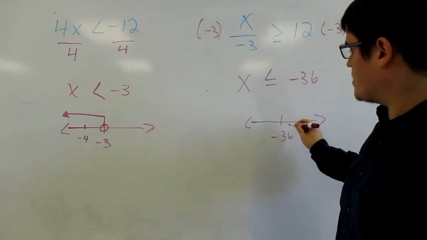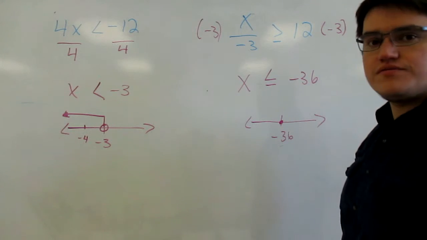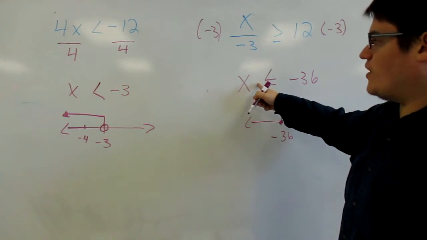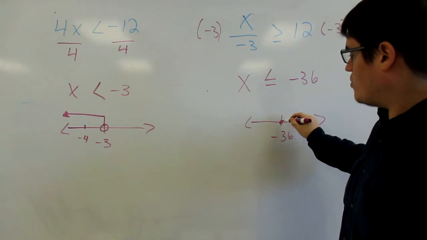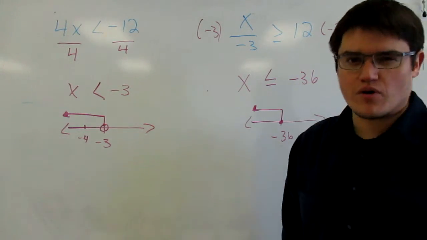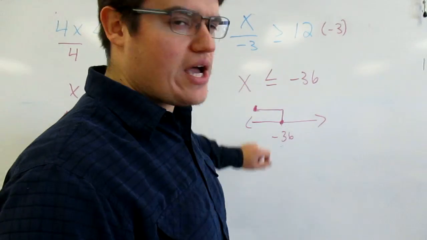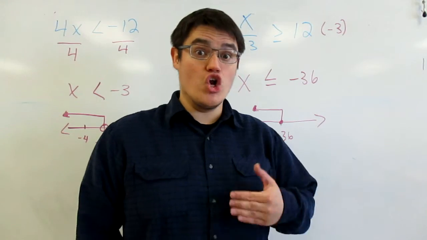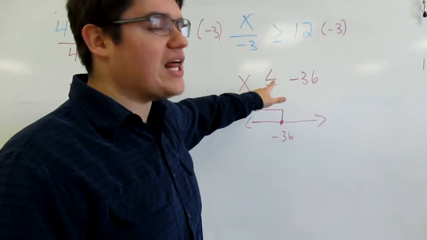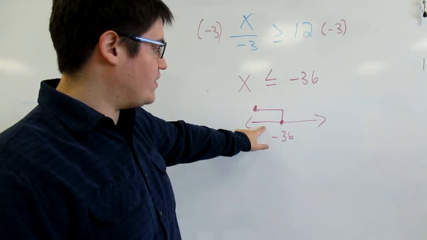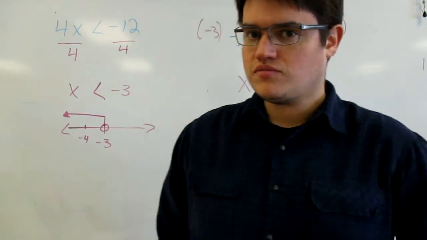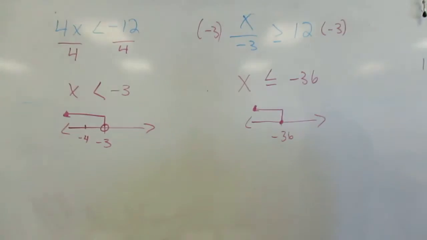Well, now I have the equal to sign, so I have a shaded circle, because negative 36 could be included. And I'm looking for the values that are less than that. So again, I'm going towards these numbers here. Some students try to remember, well, if this thing is going that way, we have an arrow. No, don't waste your time. Just use some logic. You're looking for the numbers that are less than negative 36. These are the numbers you're looking for.